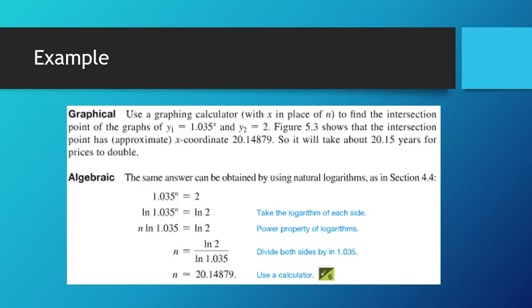Another way to do it, if you remember from algebra, to get a number or a variable out from a power, what you need to do is use logarithms. So if we take the natural logarithm of both sides, we can then bring the power out in front. So that gives us n times the natural log of 1.035 equals the natural log of 2. Divide both sides by the natural log of 1.035, and we see that we get the exact same answer we got graphically.